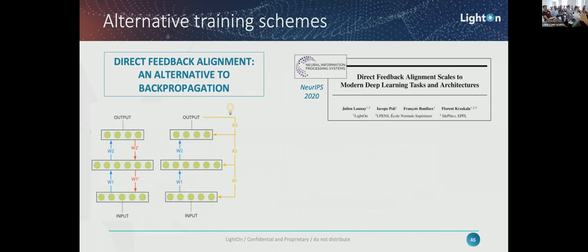But anyway, what's interesting is that we had to design an alternative training scheme. Where is the optical processing unit coming in? It's in the training. So instead of using backpropagation, we use a scheme called direct feedback alignment, which is interesting. In direct feedback alignment, you take the error signal and you feed it back into the deep layers, but all in parallel. So it's not a sequential thing.